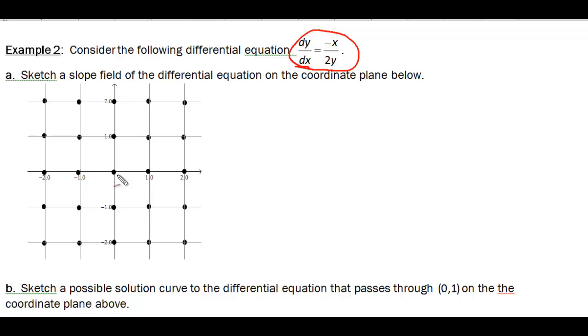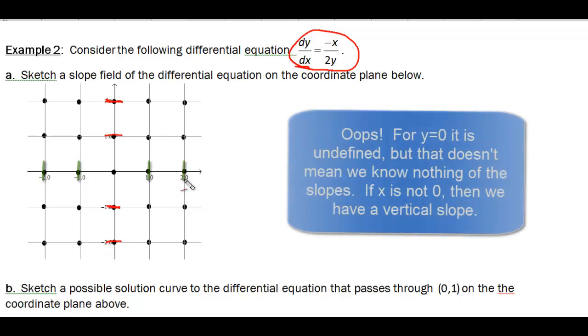0, 0 doesn't make sense for that because you can't have 0 divided by 0. But if we take the point x is 0, y is 1, we get 0. So the slope is 0. X is 0, y is 2, the slope is 0. If y is 0, everywhere along here where y is 0, it's undefined and it's not going to work.